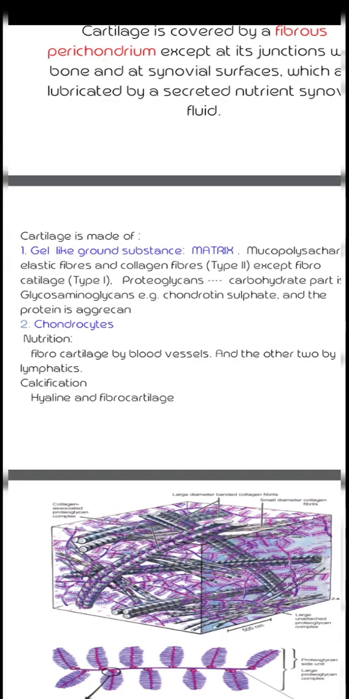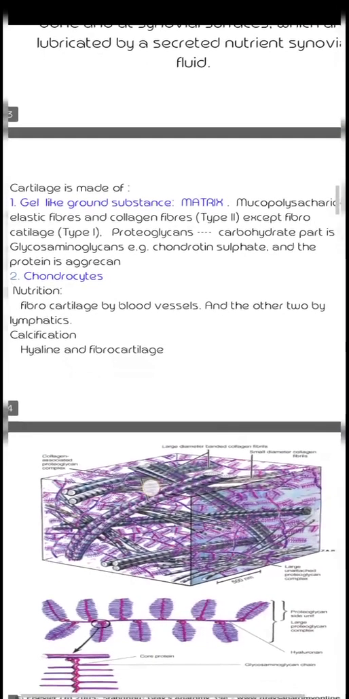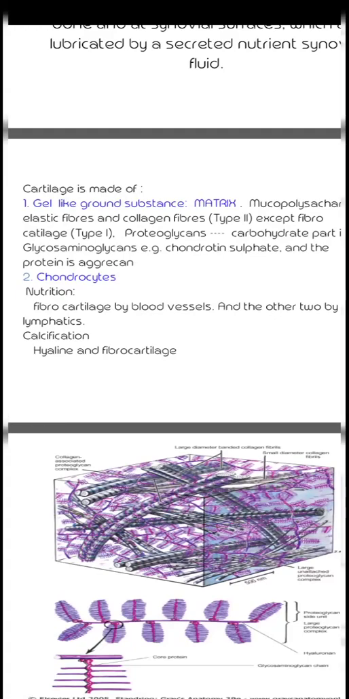Proteoglycans are substances which are composed of proteins and carbohydrates. The carbohydrate part of these proteoglycans is glycosaminoglycans, as we saw earlier. Chondroitin sulfate is the main glycosaminoglycan that is present in cartilage, and the protein that makes up cartilage is aggrecan. Chondrocyte is a cell of cartilage tissue.